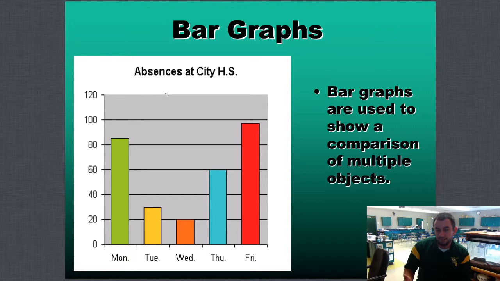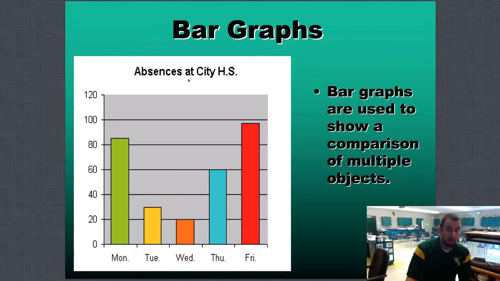Now, there are a few problems with this one. It says absences at city high schools, and it gives you days of the week. This axis should also be labeled students absent. It doesn't label this axis, but it should. All axes should be labeled, the X and the Y both, as well as given a title, which it does have.